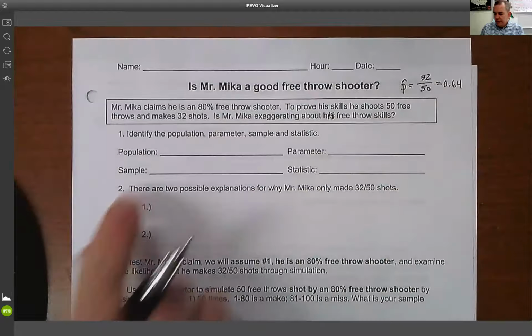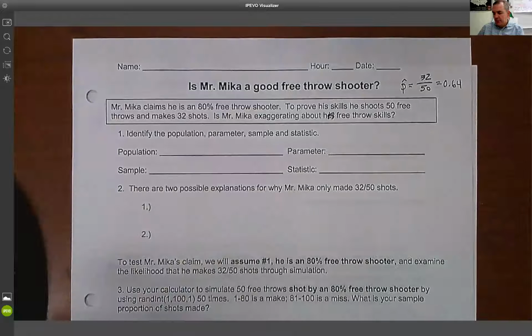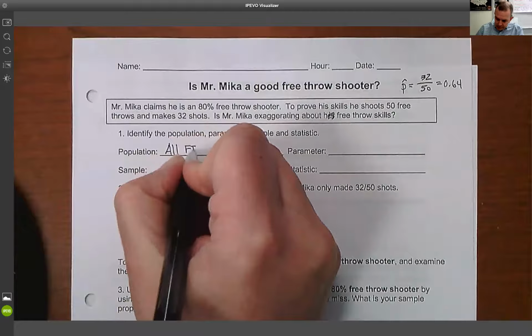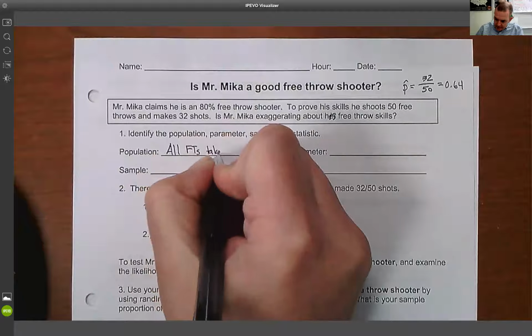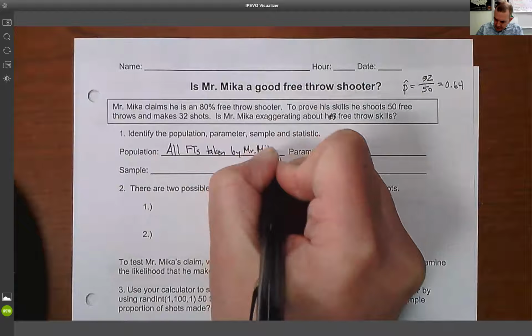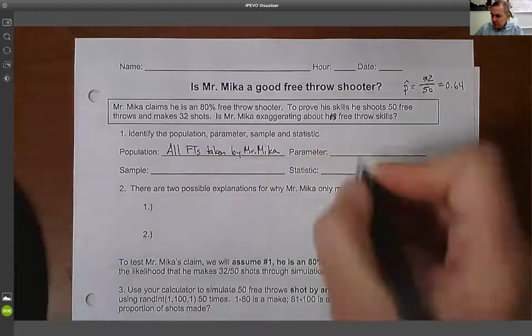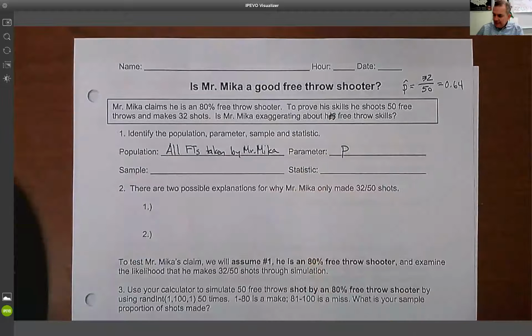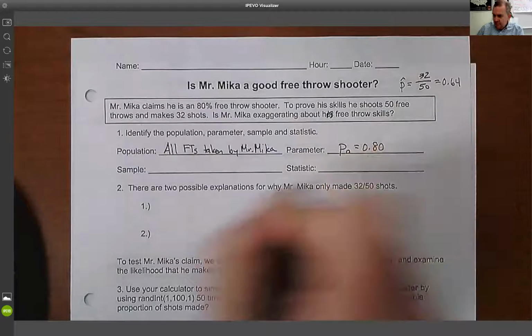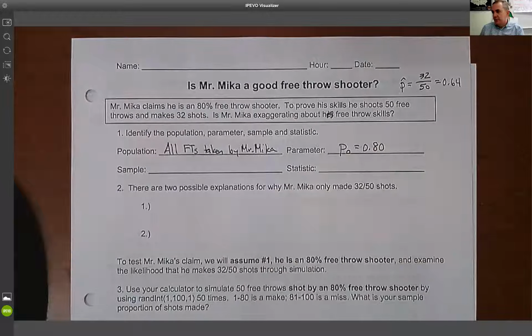So the way we need to look at this, we want to look at the population, we want to look at the parameter, we want to look at the sample, we want to look at the statistic. The population would be all free throws taken by Mr. Michael. And that parameter would be P. And in this case, we're going to say P naught equals 0.8. Mr. Michael is claiming that he's an 80% free throw shooter. He makes 8 out of every 10, 4 out of every 5 shots.